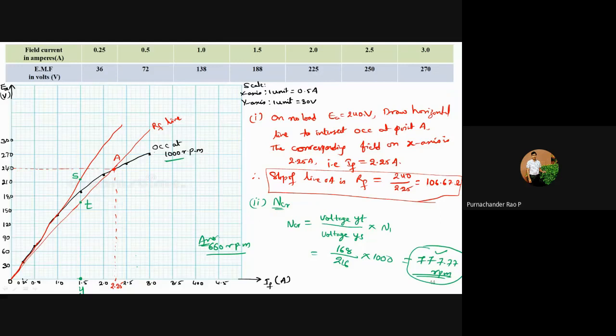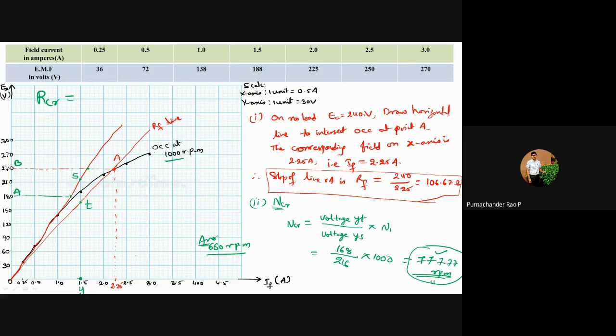Okay, so now how to find it for this same problem, let us see. How to find the critical field resistance? So RCR, I need to find the critical field resistance. To find this, I will take this point here, and this point. Let us assume this is point A. I assume 180 volts. This is point A, and this will be point B.